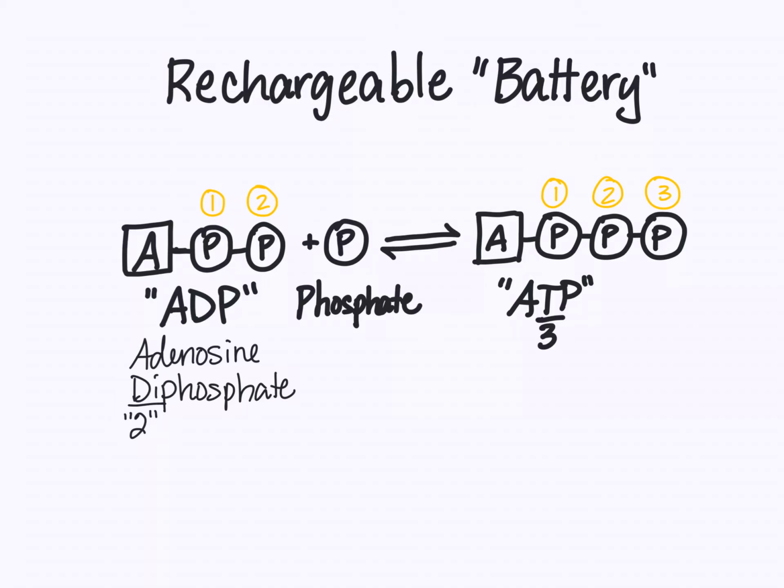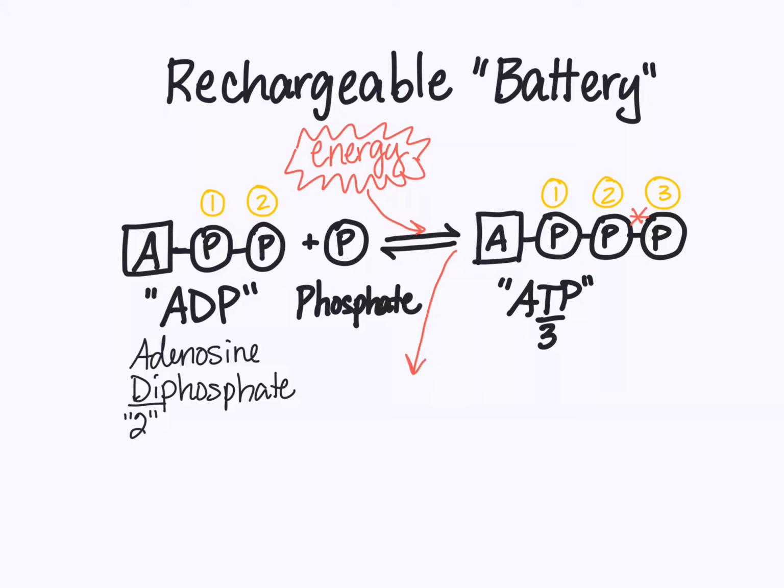Now, in order for this forward reaction to occur, there actually has to be an input of energy, because remember that the bond between the second and third phosphates is a high energy bond. So energy has to go into making that bond. So we can draw energy, and we'll put a little squiggly around it and show it going into that reaction. Now, when the opposite reaction happens, when the ATP is broken back down into ADP and phosphate, that energy is then going to get released.